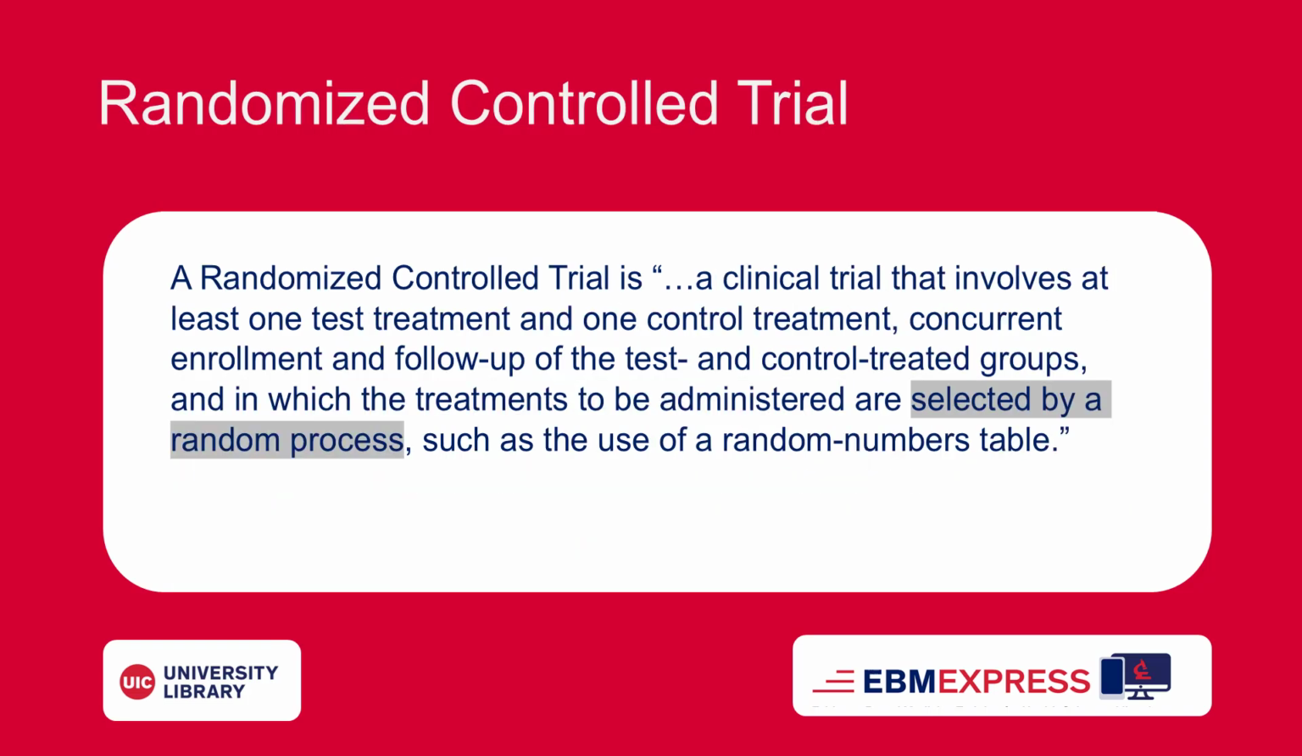A randomized controlled trial is defined by the National Library of Medicine as a clinical trial that involves at least one test treatment and one control treatment, concurrent enrollment and follow-up of the test and control treated groups, and in which the treatments to be administered are selected by a random process, such as the use of a random numbers table. The primary distinction in a randomized controlled trial is that participants are selected for the test or control group by a fully random process.